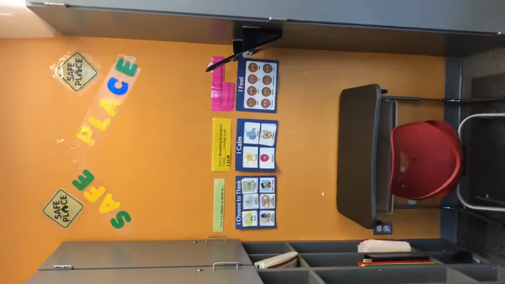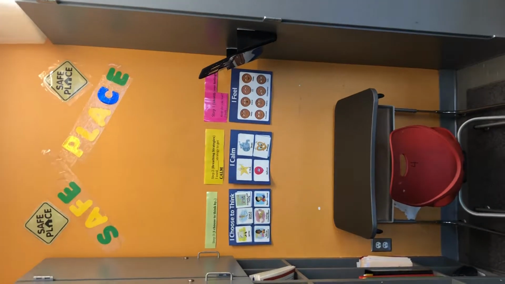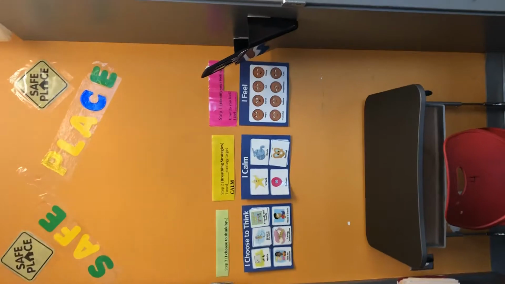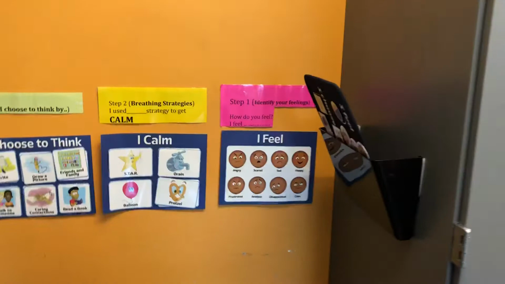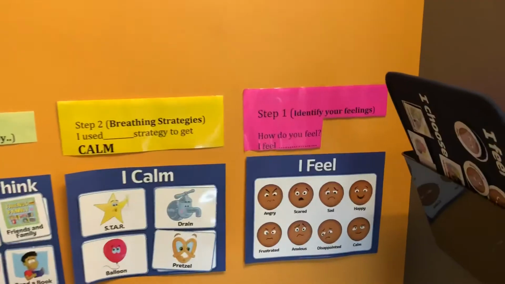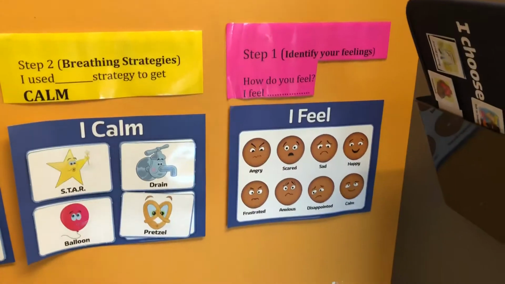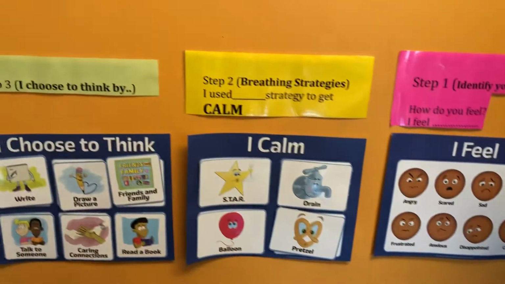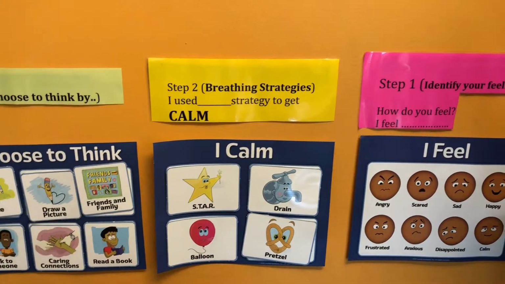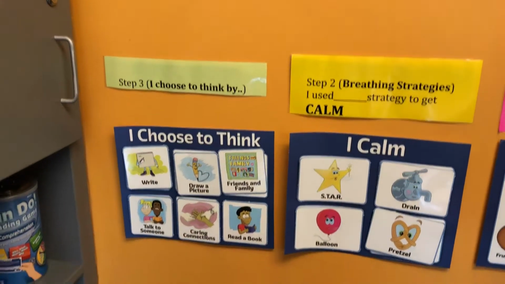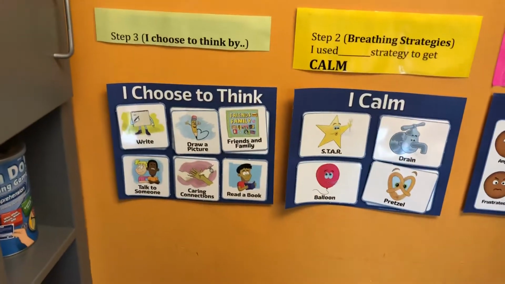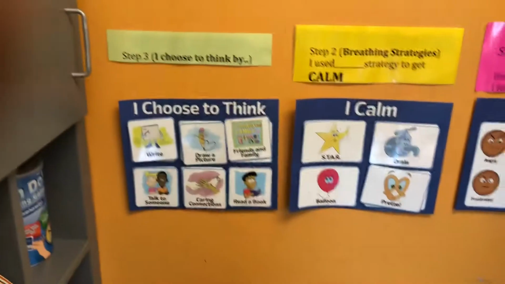And this particular area is a safe place where students can go when they get upset. This is also from conscious discipline. A student who's upset comes to the back, identifies their feelings, and either uses the breathing strategy to calm down, and step 3, I choose to think by, meaning they can use these 6 items to express their thoughts. Of course, I have a guided reading center here.